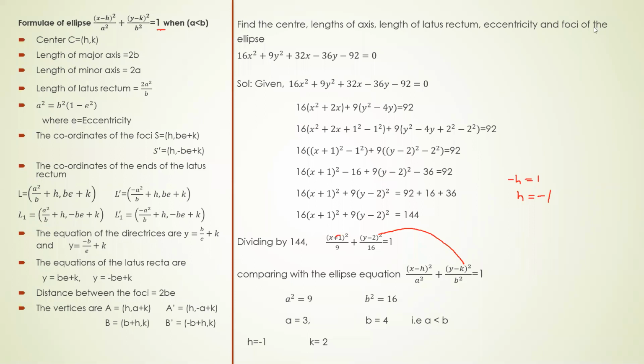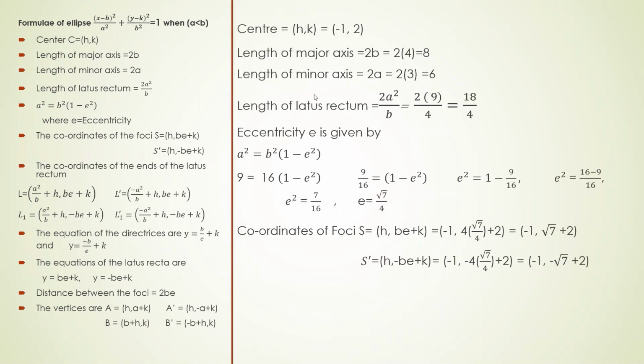Now we will find out the things which have been asked. First, they have asked you to find the center. So what is the center? Center is h comma k. What is the h value? Minus 1. And what is the k value? 2. Just substitute the h value as minus 1 and the k value as 2.